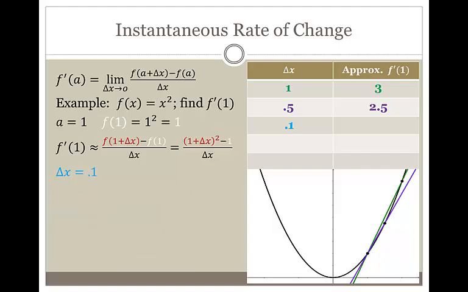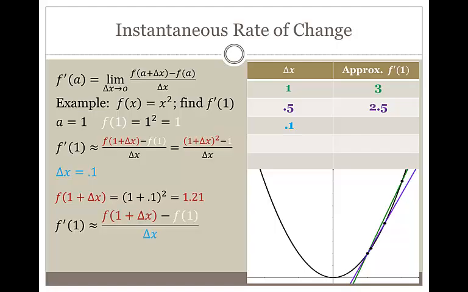Continuing with delta x equals 0.1, we get that f of 1 plus delta x is 1 plus 0.1 squared, which is 1.21, which gives the point 1.1, 1.21. Approximating f prime of 1 here, as we did before, we get (1.21 minus 1) over 0.1, which is 2.1. So our approximation for f prime of 1 now is 2.1. And we can visualize this approximation as the slope of the line between our 2 points.